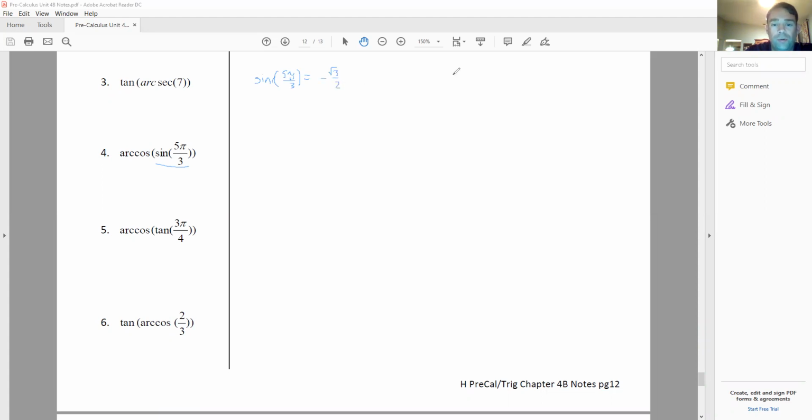So that means that arc cosine of sine of 5 pi over 3 is really what I'm asking you to do here then: what is arc cosine of negative root 3 over 2?